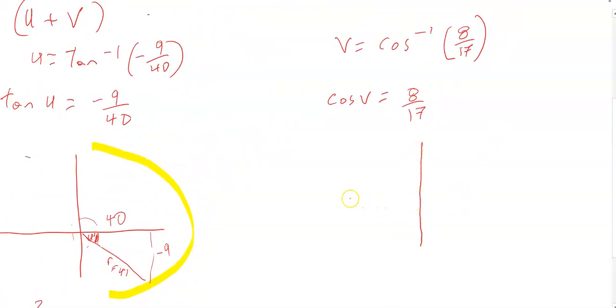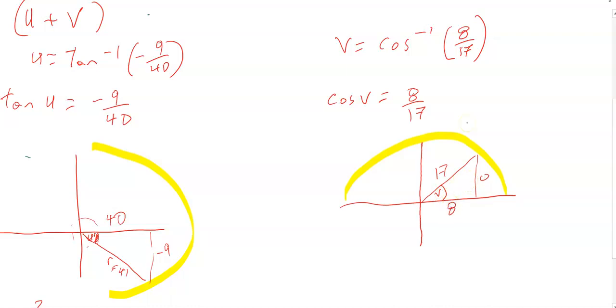For v, let's work it out. v has your cosine inverse. Remember, cosine inverse lives here. But then it's positive, so we just focus on quadrant 1. Quadrant 1 of v then is 8/17, so angle v is right here. That's 8 on your x, since it was your cosine. You need to find your y.